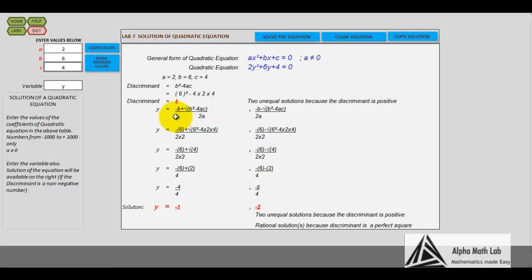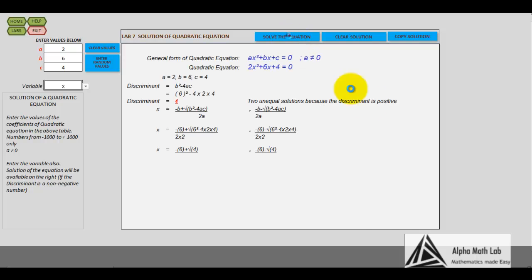And we use the quadratic formula, y equal to negative b plus square root of b squared minus 4ac by 2a, or y equal to negative b minus square root of b squared minus 4ac by 2a. After all the calculation, we get the solutions as y equal to negative 1 and y equal to negative 2. Let us change the variable from y to x and clear the solution and solve it again.